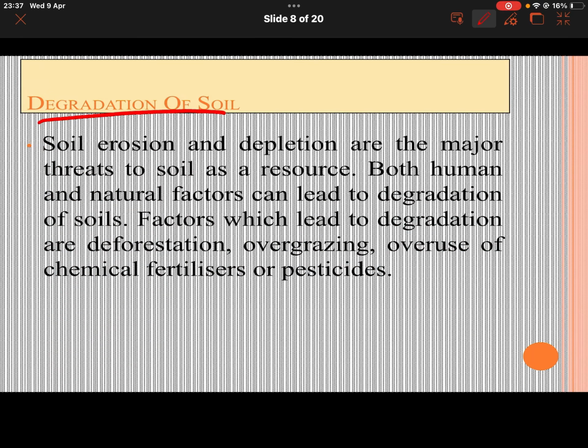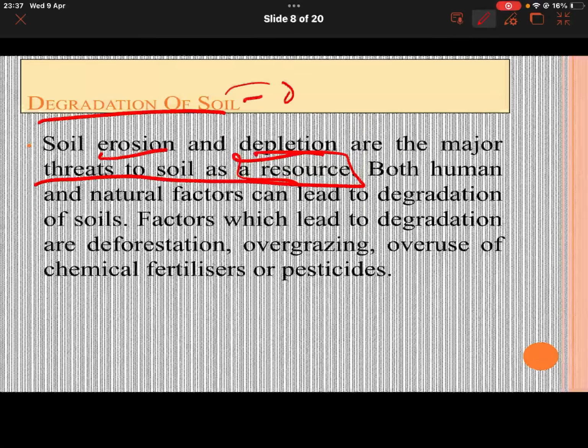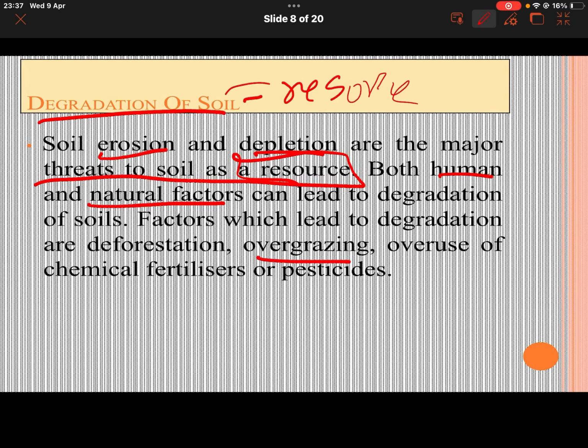Degradation of soil means depletion of soil or soil erosion, which are a threat to soil as a resource. Soil is also a big resource. Not only humans but also natural factors are responsible for soil erosion. Some of the factors which cause soil erosion are overgrazing, overuse of chemical fertilizers and deforestation.